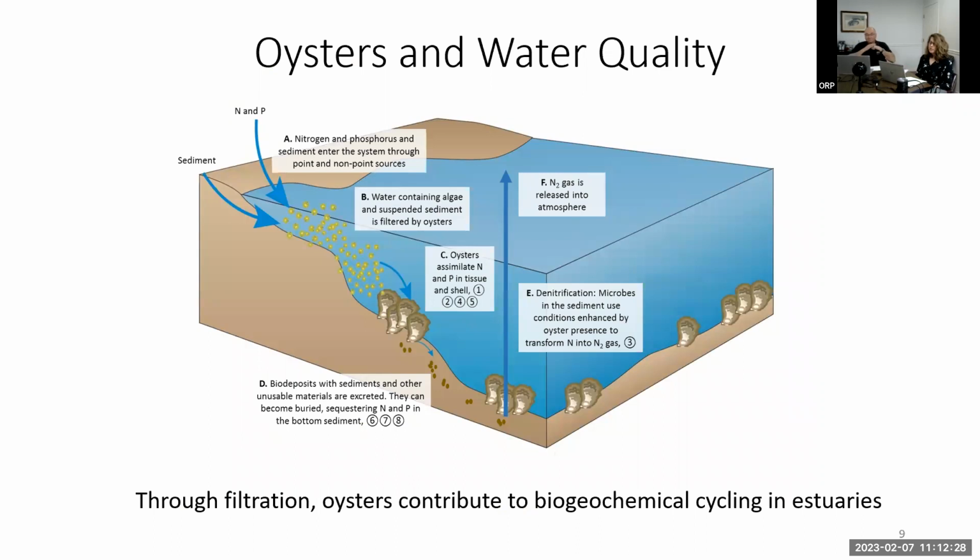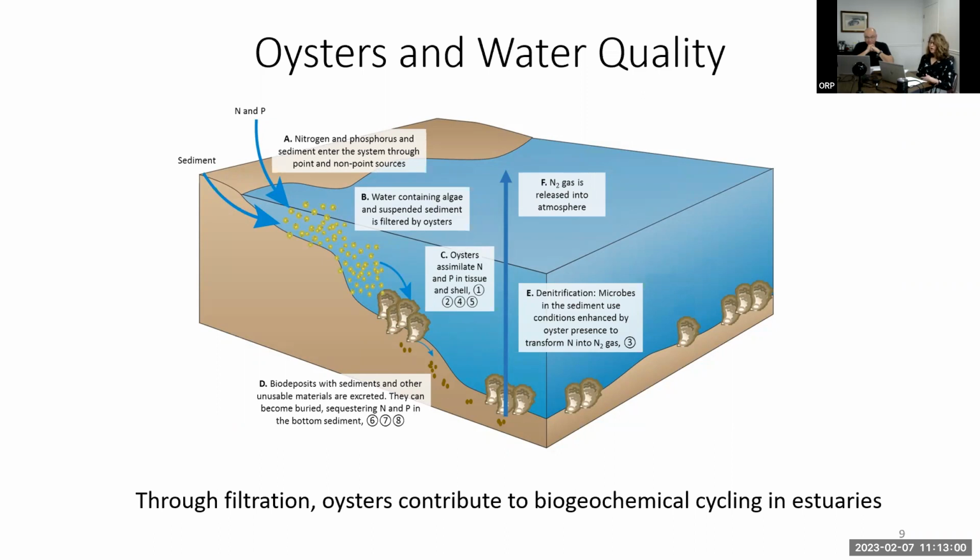Oysters are inherently linked to water quality since they directly filter particles such as sediment and algae from the water column. So oysters can improve water clarity directly by filtering those particles. Oysters can also sequester nutrients in their tissue and shell as they're growing. Oysters deposit nutrients in biodeposits, which can then be buried in an estuary. And then lastly, oysters can enhance biogeochemical processes that transform nutrients into biologically unavailable compounds.